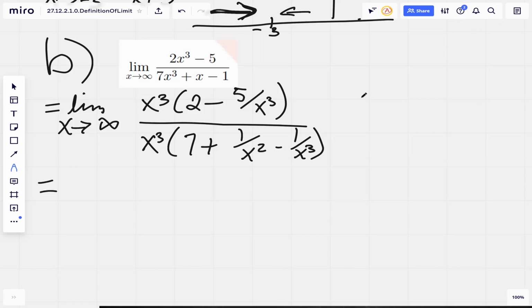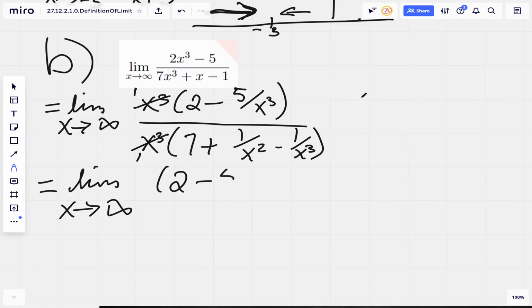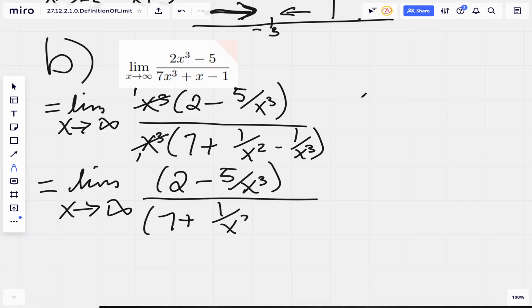Let's see how. So first off, we can see that the x cubes in the numerator and denominator can cancel out. We're left with just 1. And let's write in our limit as x approaches infinity. And what do we end up with? We end up with 2 minus 5 over x cubed in the numerator and 7 plus 1 over x squared minus 1 over x cubed in the denominator.